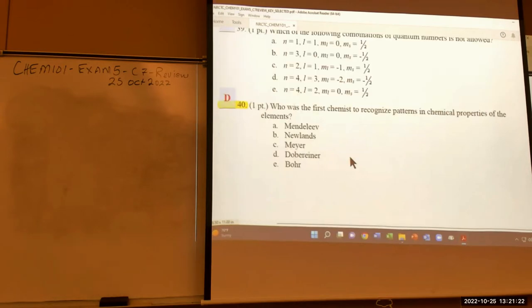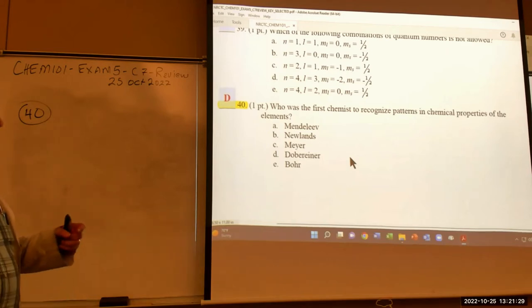All right, 40. This looks like another memory. Who was the first chemist to recognize patterns in chemical properties of elements? Remember? The temptation is to say Mendeleev, but he wasn't the first. Mendeleev and Meyer were contemporaries, right? So they both recognized patterns at the same time. Anybody before them?